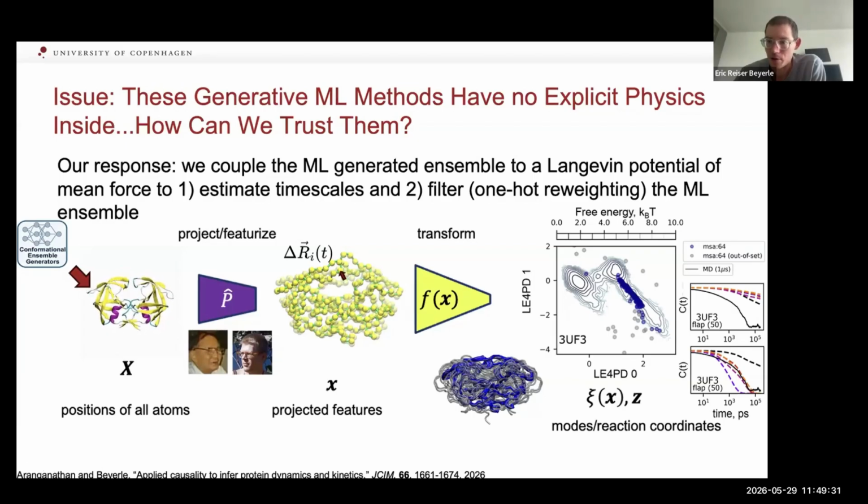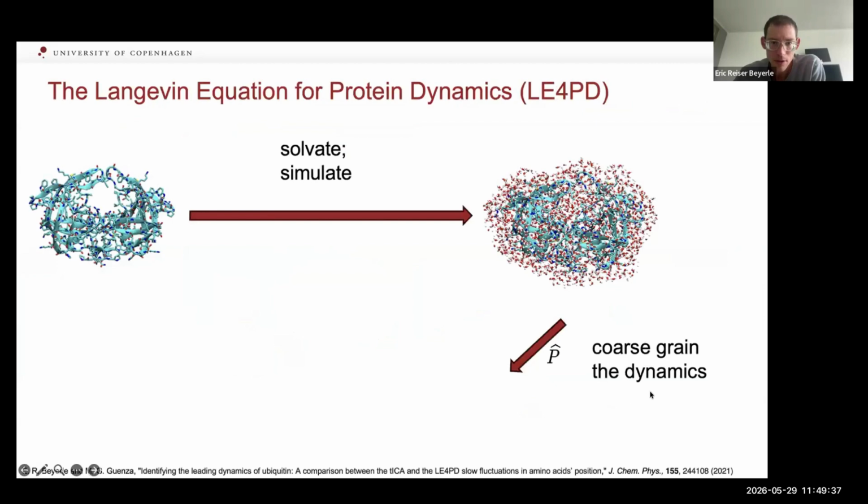And the colors here refer to the MSA depth used in AlphaFold 2. And I think I'll show this later, so I can go into more detail in a little bit.